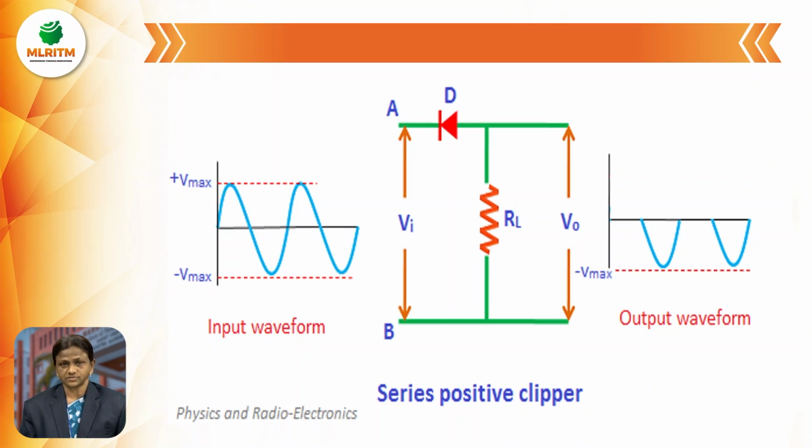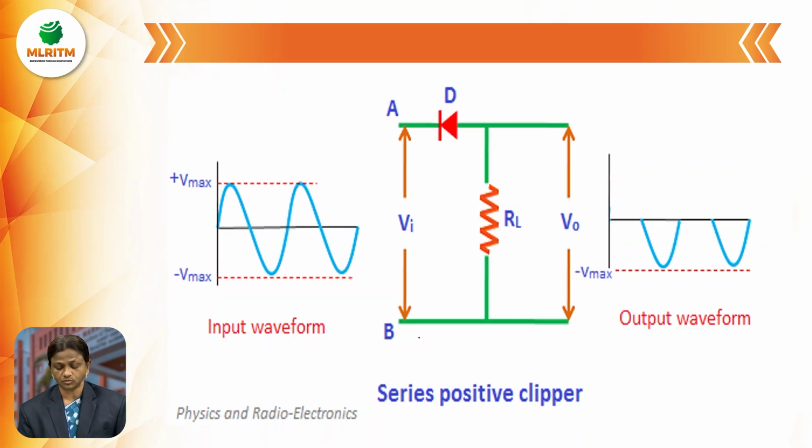So how must this positive half cycle be cut off at the output side? By using this series positive clipper. Here the input is an AC signal. During the positive half cycle, terminal A becomes positive and terminal B becomes negative. When terminal A becomes positive, the positive terminal is connected to the cathode of diode D, so diode D is in reverse bias. Whenever diode D is in reverse bias, it acts as an open circuit, and current equals 0.